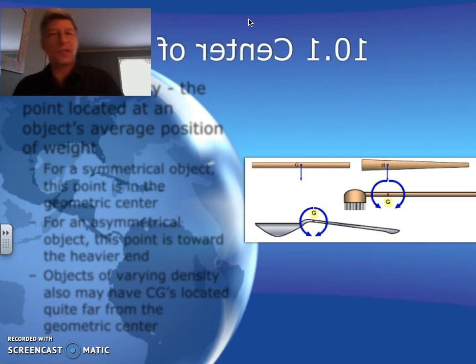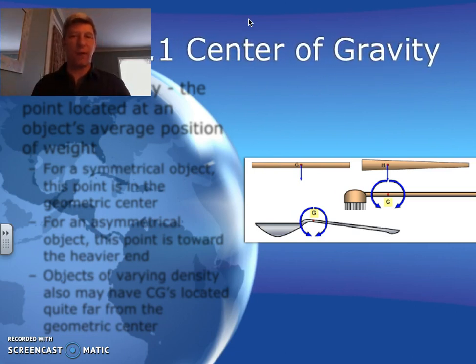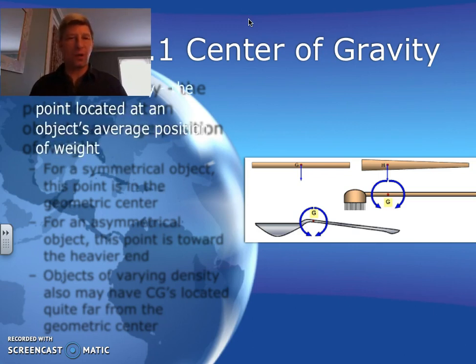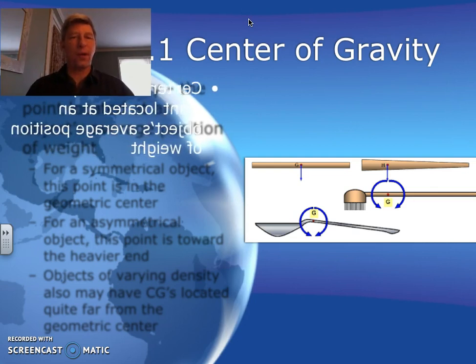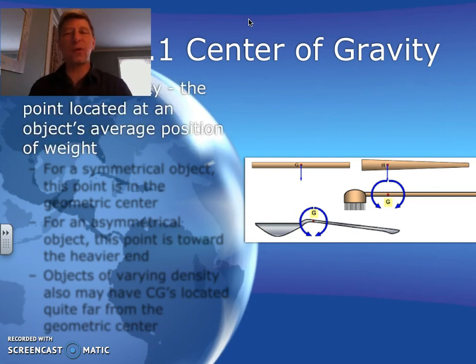So Section 10.1 addresses the center of gravity directly. And by definition, the center of gravity is the point located at an object's average position of weight. All right, the point located at an object's average position of weight. Now, for a perfectly symmetrical object, like a ruler or a meter stick, it's fairly easy to determine where the center of gravity is. It's right in the middle.